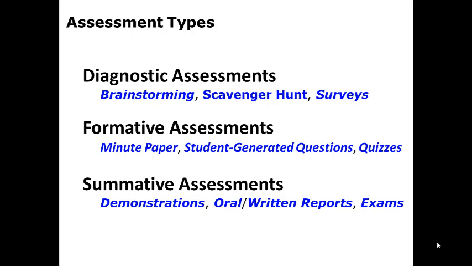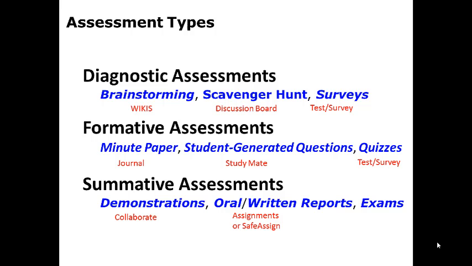There are examples underneath each one of these, and each one of these can be done online. Brainstorming can be done by wikis. The scavenger hunt can be done by discussion board, and surveys can be done by tests and surveys. Under formative assessments, you can do this by journals, and with student-generated questions, you can use StudyMate. Again, quizzes can be done by tests and surveys. Under summative assessments, demonstrations can be done by Collaborate, as well as oral reports. Written reports can be done by assignments or SafeAssign, and exams can be done by tests and surveys.